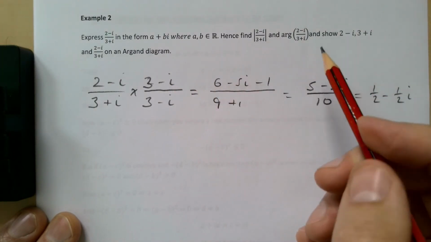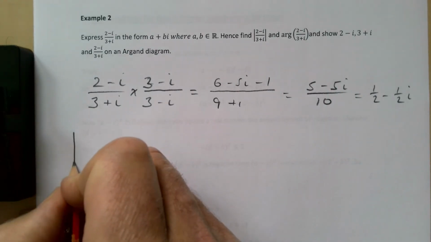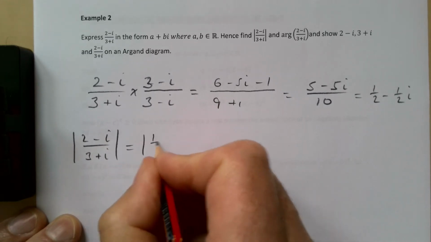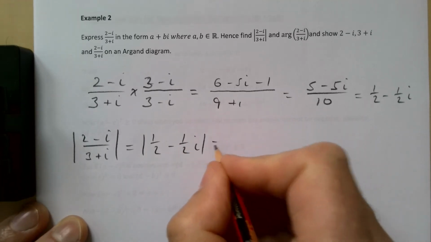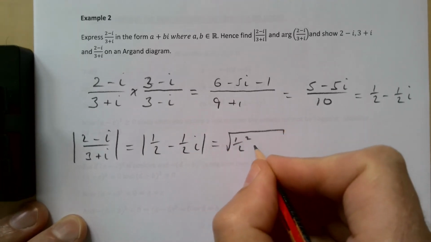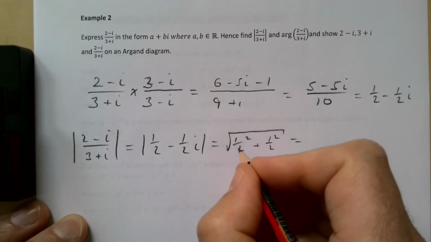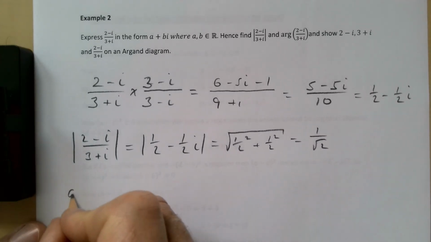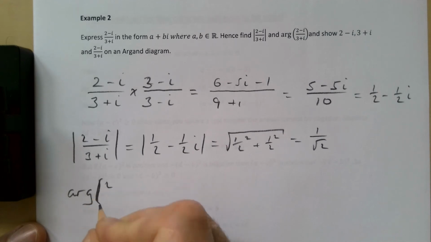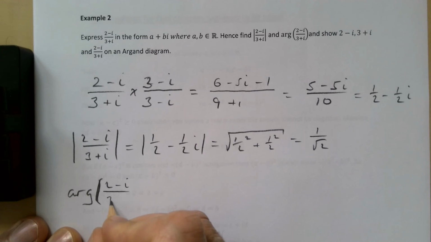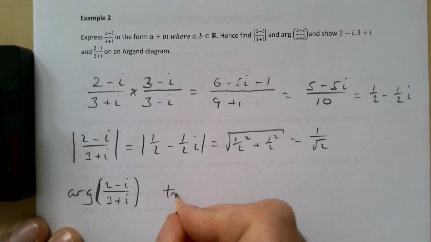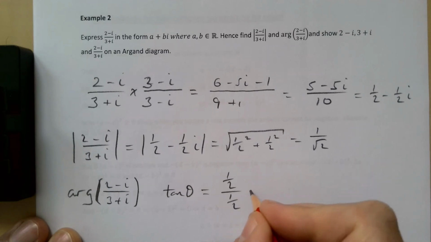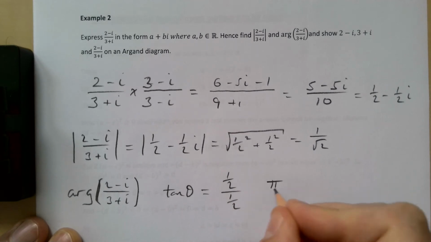Find the modulus and find the argument then of both of those. So the modulus we have been asked for, the modulus of (2 minus i)/(3 plus i), is the same as always. That's then going to be the square root of a half squared plus a half squared. A half squared is a quarter, plus a quarter is 2 quarters, which is a half, and then the square root of a half is 1 over root 2. Our argument of what we're asked for, sorry, I don't need the straight lines there, is (2 minus i)/(3 plus i). We're going to have tan theta of a half over a half. That's just 1, so tan inverse of 1 is just going to be pi over 4.